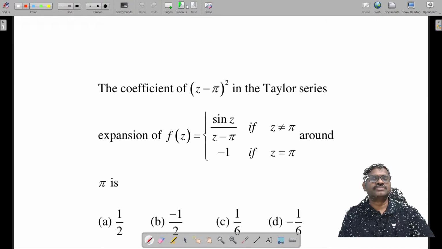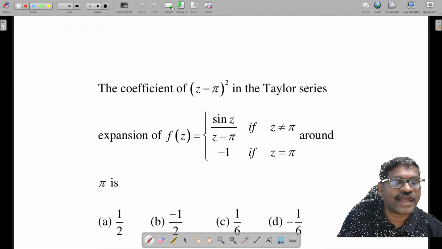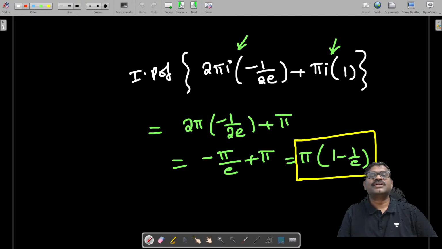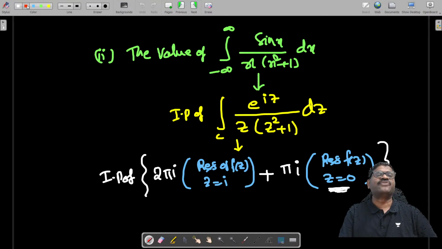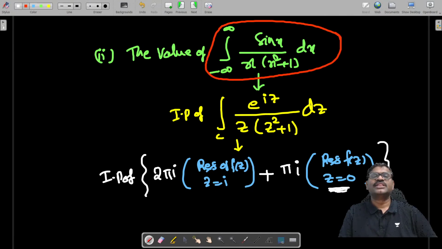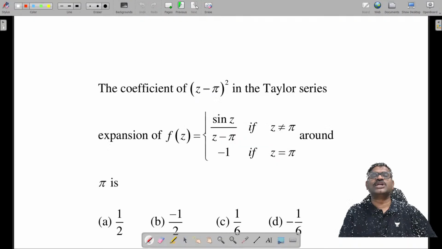Next problem. The coefficient of (z minus pi) whole square in the Taylor series expansion of sin z by (z minus pi). Vineet, to evaluate a real integral from minus infinity to infinity of f of x dx, it is not a closed curve. That's why we have to apply Jordan's lemma.